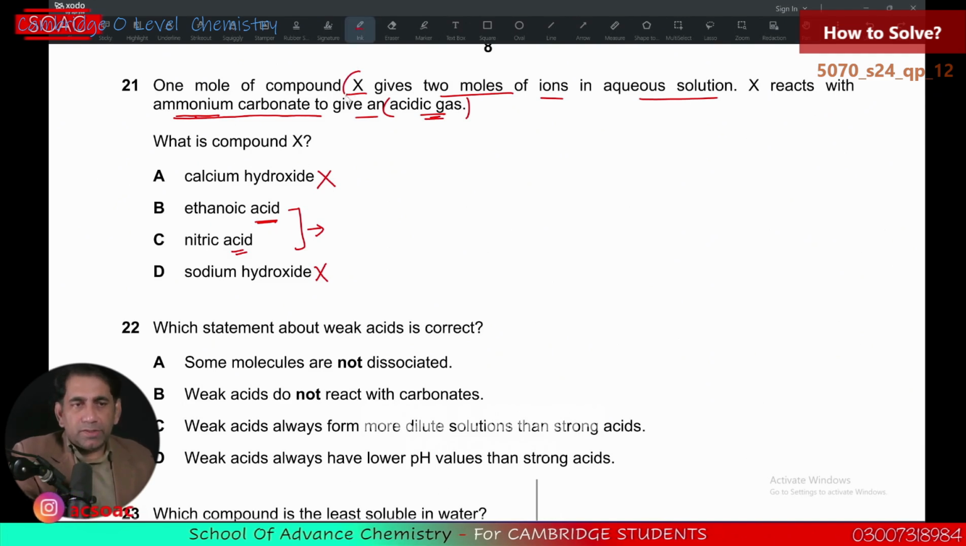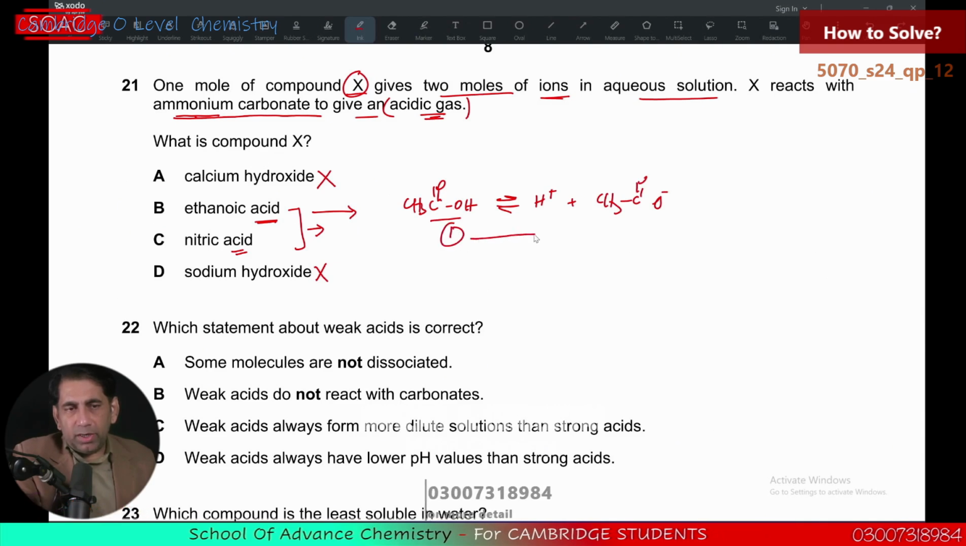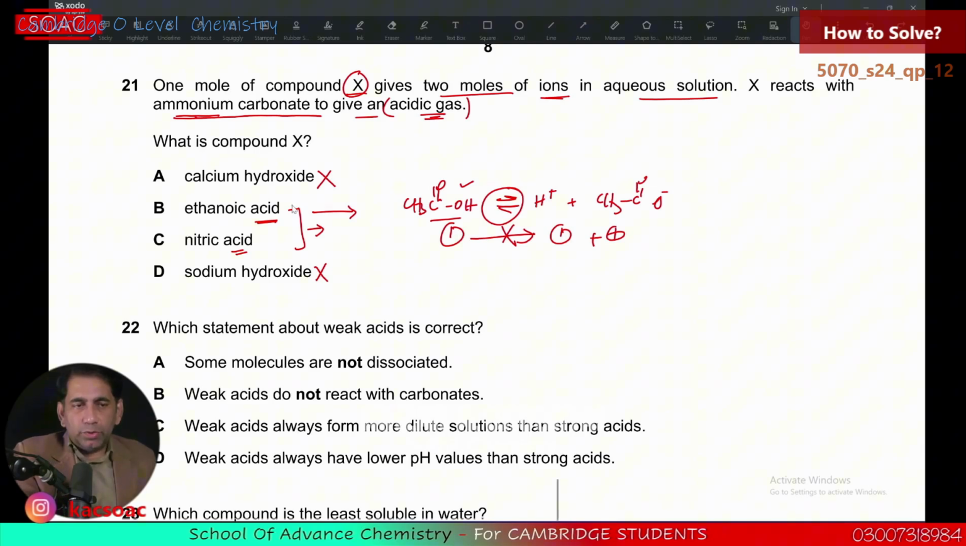1 mole of compound X gives 2 mole of ions. You know, this ethanoic acid is a weak acid basically, and here we will put the sign of a reversible reaction that is going to make H positive ion and CH3COO negative ion. So we are not sure about that 1 mole of this one is going to give 1 mole of ions and 2 mole of ions. So as this reaction is reversible, it's a weak acid, so its 1 mole cannot give exactly 2 mole of ion. So this cannot be the correct option, and the remaining option is HNO3.